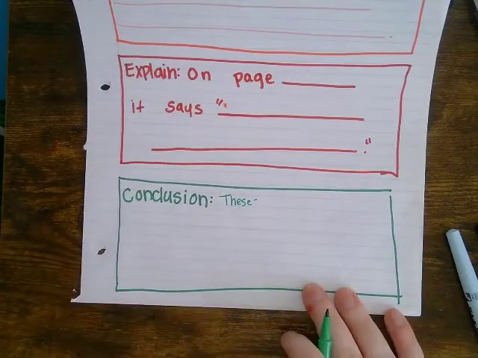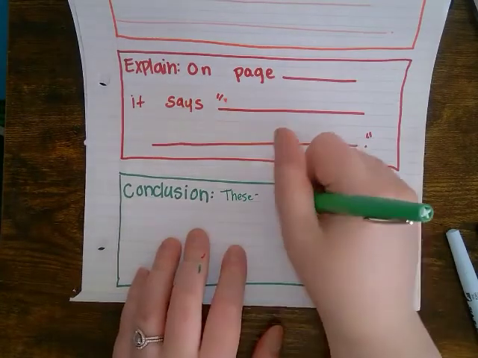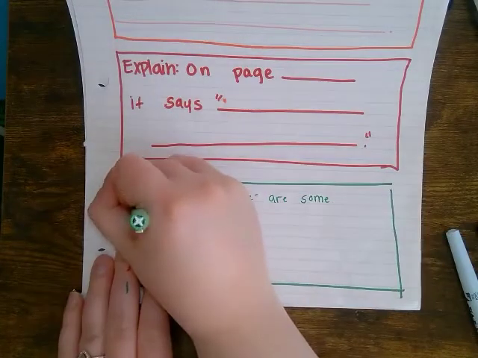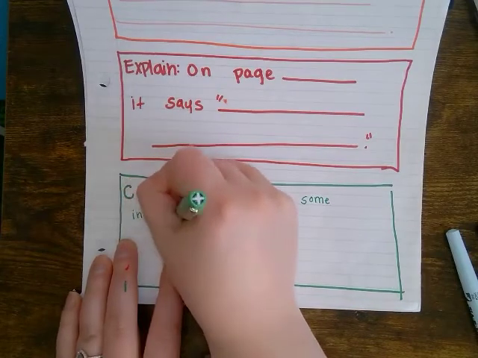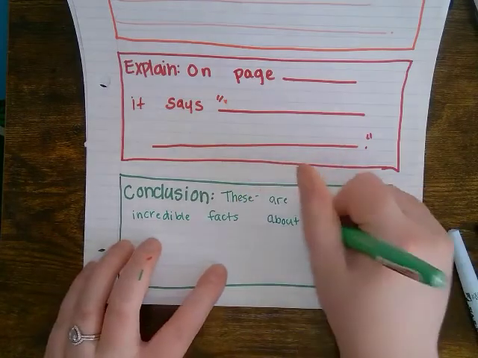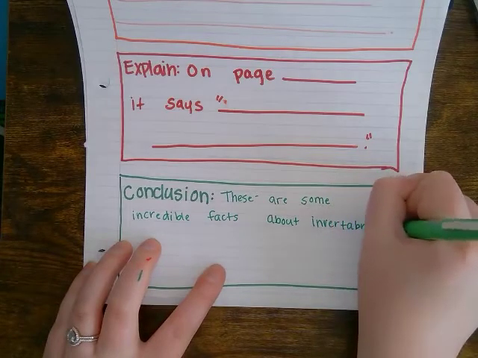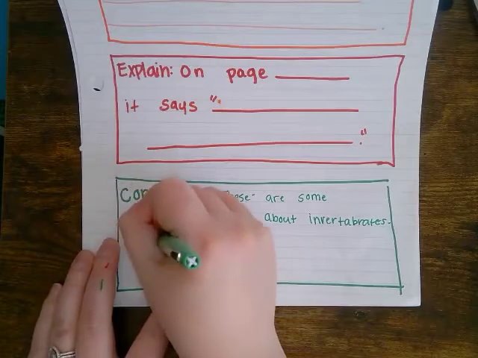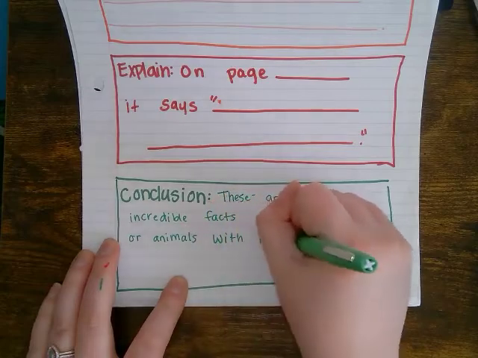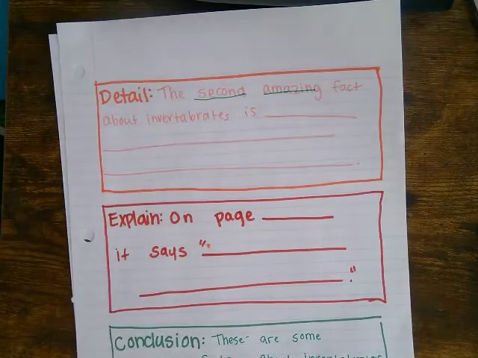So I'm going to say, I'm changing my topic sentence just a little bit. In the past, we've just copied our topic sentence, but we're going to change it up a little bit to make sure we're really closing out our paragraph. So I'm going to say, these are some incredible facts about invertebrates. Or animals with no spine. Okay? And that's my plan.